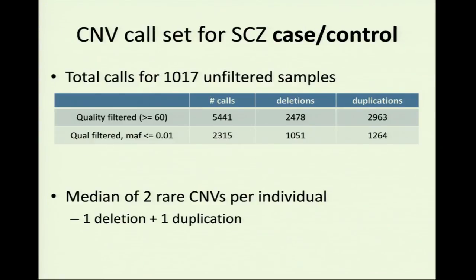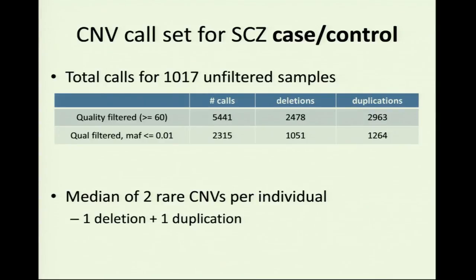So we had looked at the XHMM call set on these 1,000 samples. And what we saw is that if you look at rare CNVs, there's approximately one coding deletion, one coding duplication per individual. So 2 rare CNVs per individual. How does that stack up in terms of do these CNVs validate?